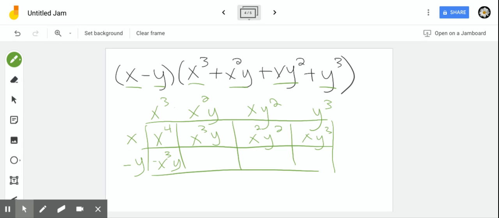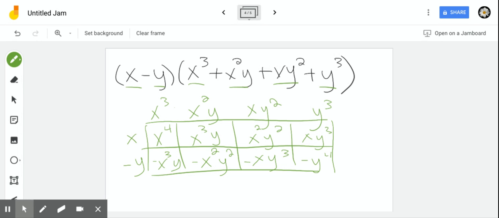We usually write our variables in alphabetical order, so that's why I'm putting the x's first. Negative y times x squared y is negative x squared y squared. Negative y times xy squared is negative xy cubed. And negative y times y to the third is negative y to the fourth.